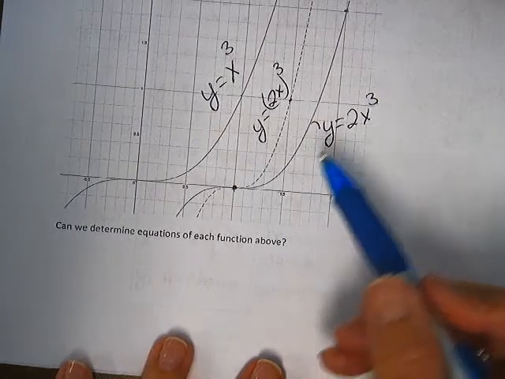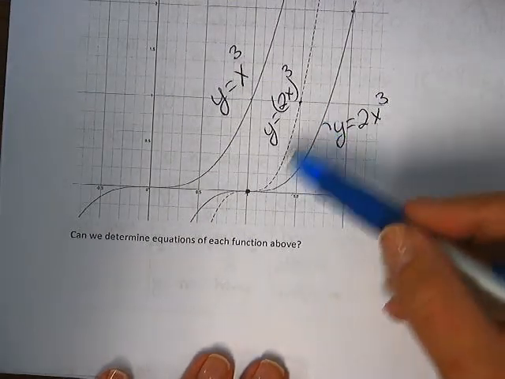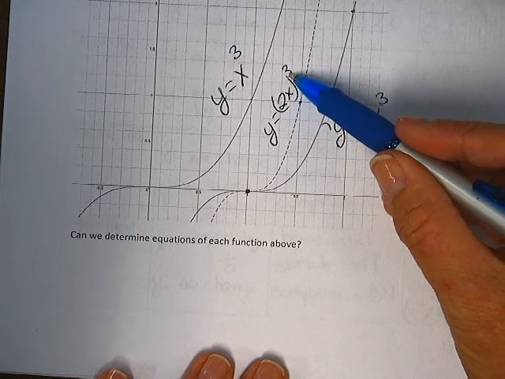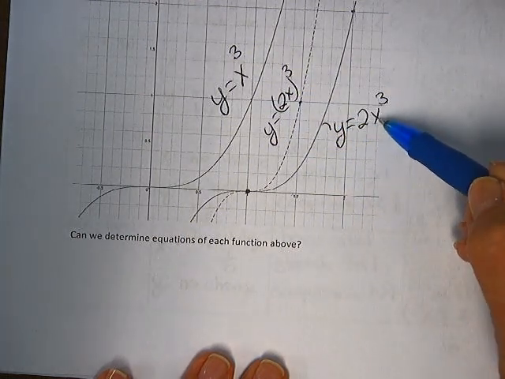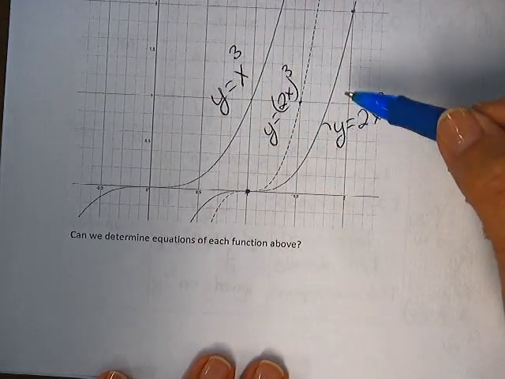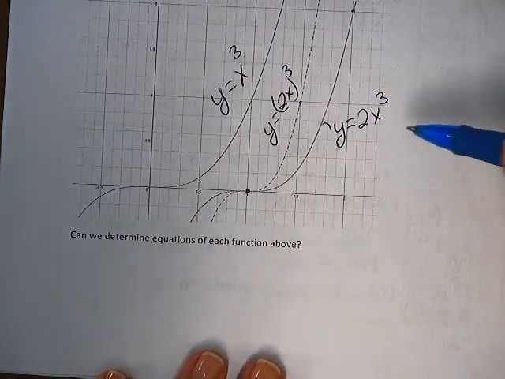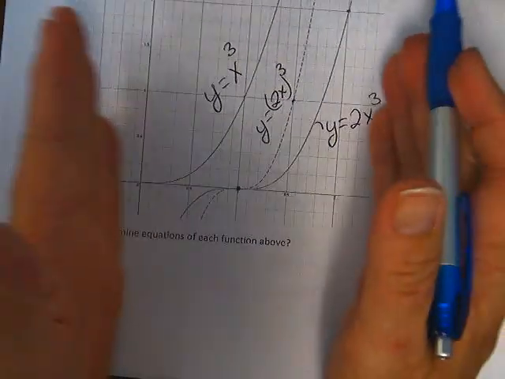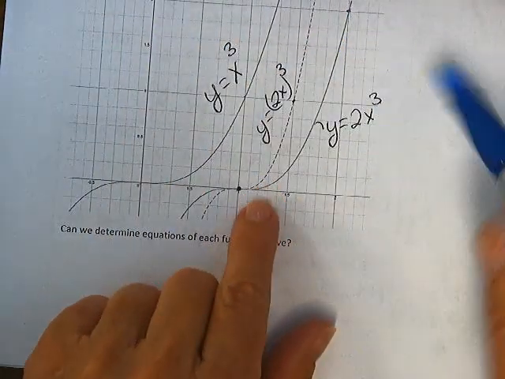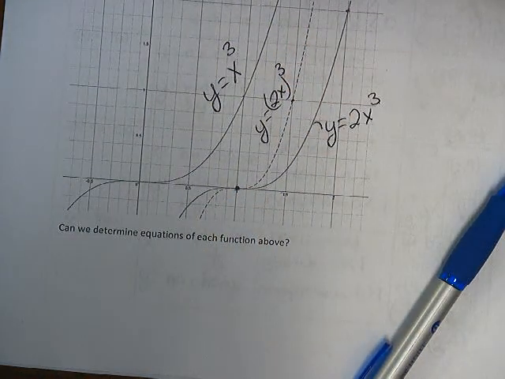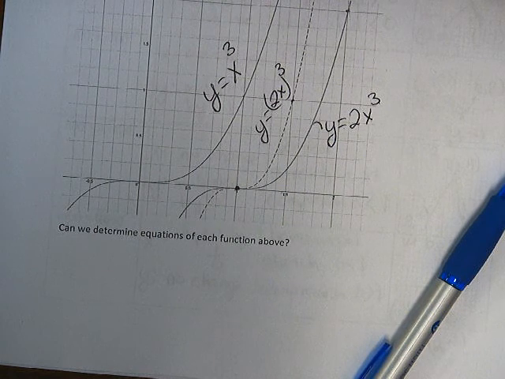These are what they look like. Although both y equals (2x) cubed and y equals 2 times x cubed are narrower than the parent function, they've become narrower in different ways. So when you have a b value, it's pushed it together, whereas when you have the a value, it's pulled it upwards.